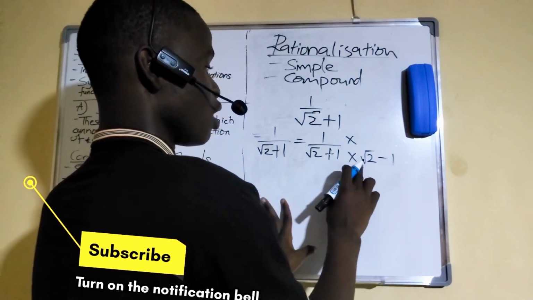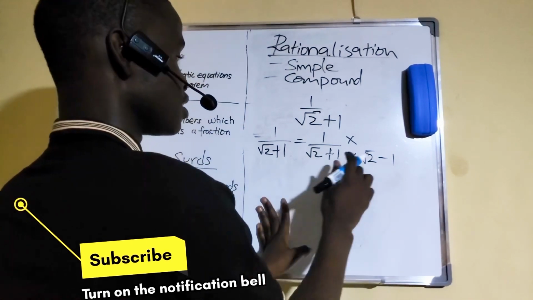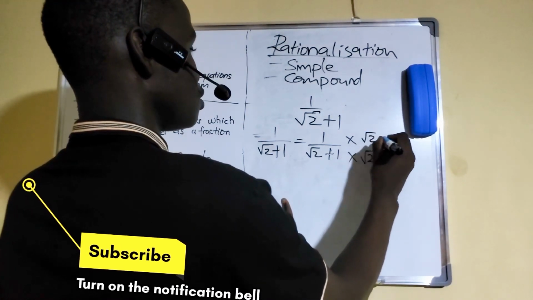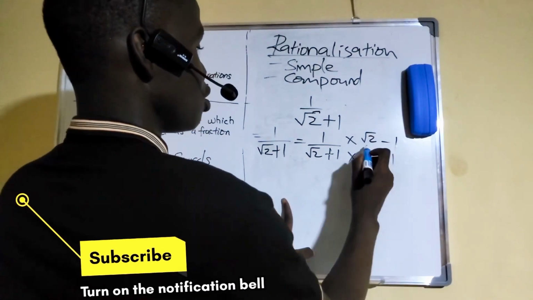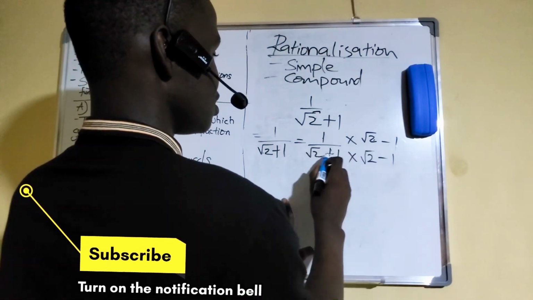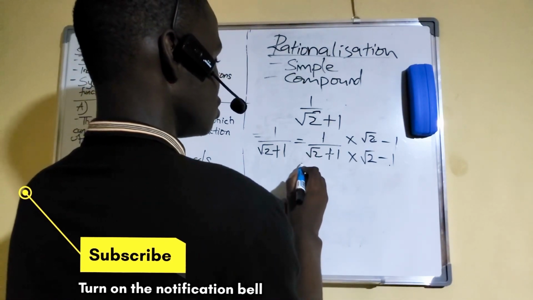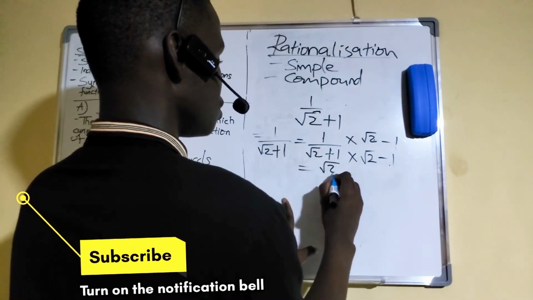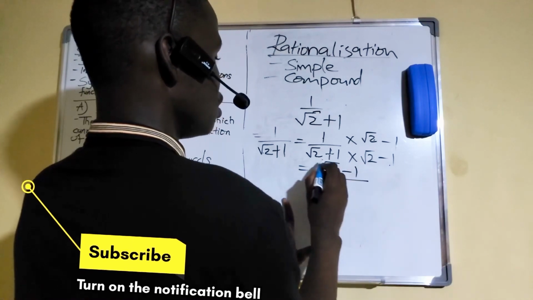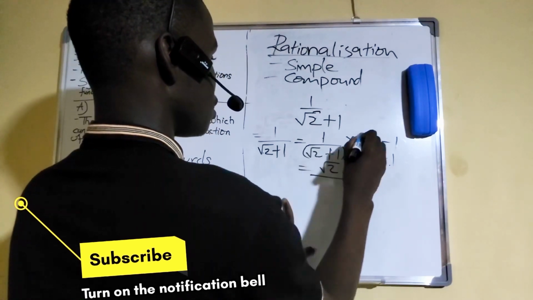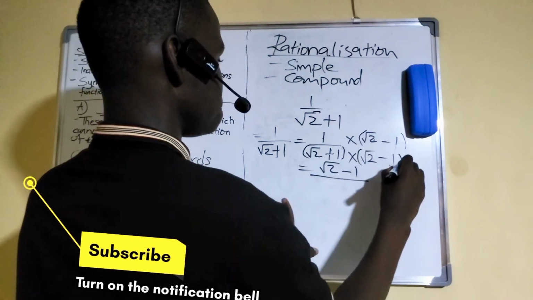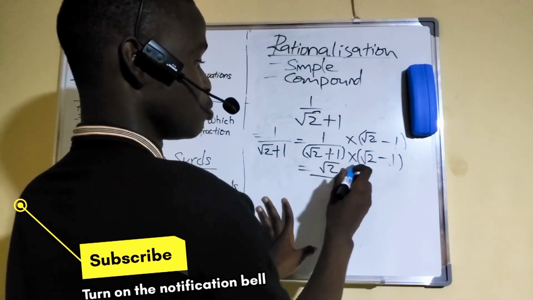This is what we call a conjugate of this, root 2 minus 1. Now I'm multiplying this times this times this. Now this should give me root 2 minus 1 over, now this is multiplication.